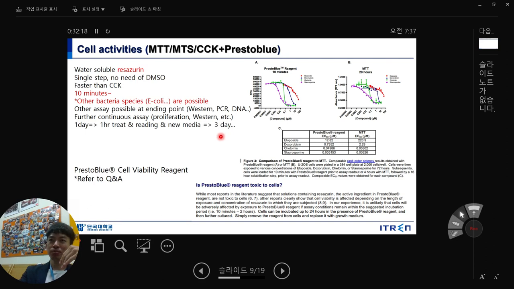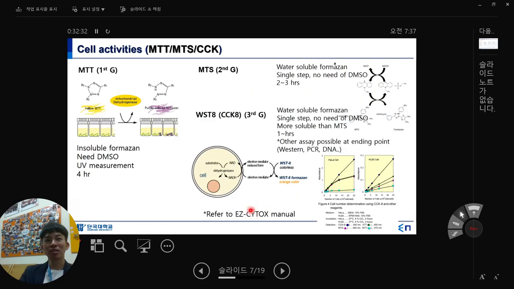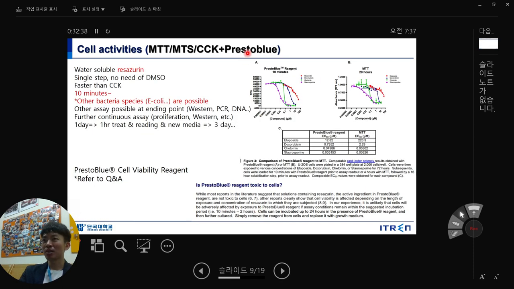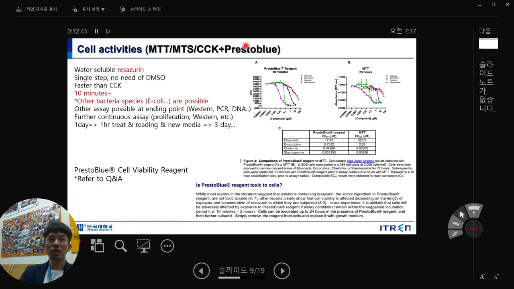Okay. So in ITREN, if you want to do this 1, 3, 5, 7 days of proliferation test, Presto Blue, and then we have this one, EZ-Cytox. This is less toxic than CCK. But maybe the company said it is similar to Presto Blue. So it's Cytox, WST, and Presto Blue that are recommended to check this continuous proliferation test.